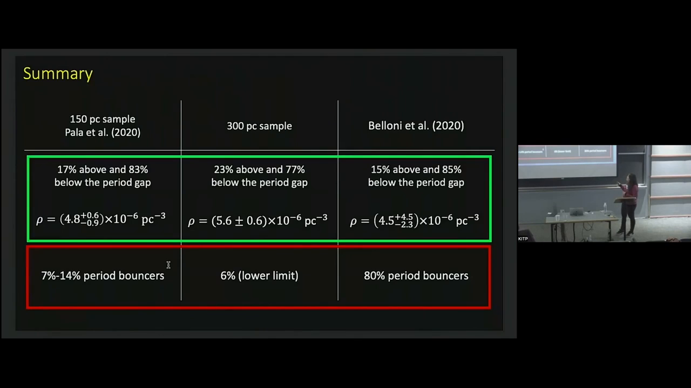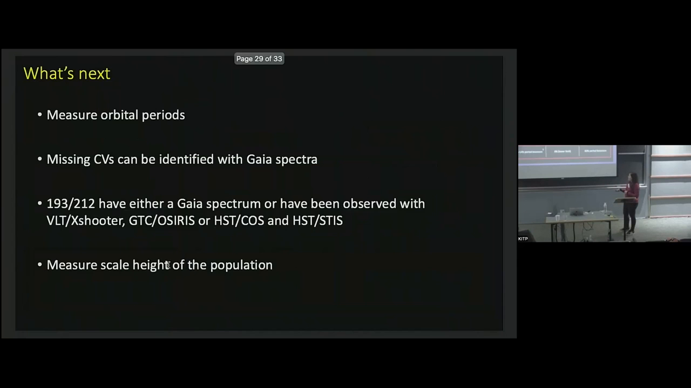Models from Diogo are still in agreement with the observation, but the problem of period bouncers is still there. So we still don't find the system in the large numbers predicted by the model. And yeah, this is work in progress, so there is a lot to be done. So of course we need more orbital periods.